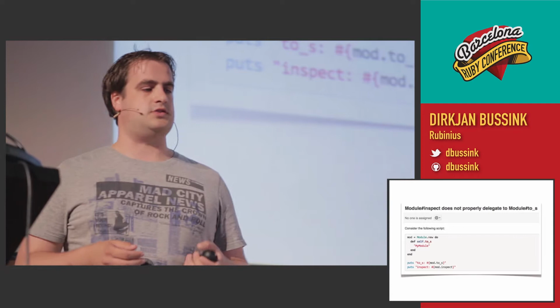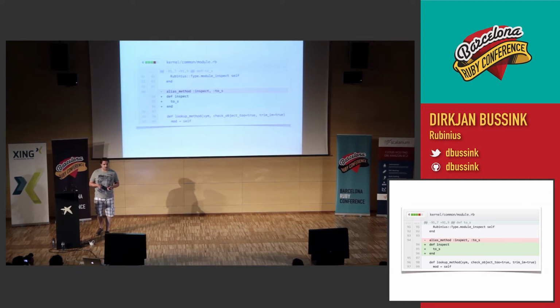So we end up doing this instead of alias_method. Yes, maybe to some people that's uglier. Yes, that's the awful truth of implementing Ruby. You cannot always do what you want and what you think is the best solution. You have to sometimes be more pragmatic and think about stuff.